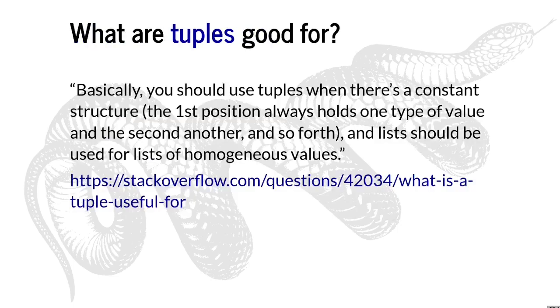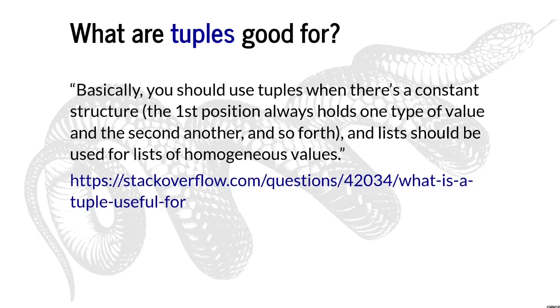In general, what are tuples good for? If you look this up online, I found this nice, very condensed explanation that says basically you should use tuples whenever there's a constant structure. The first position always holds one type of value, the second another, and so forth. And lists should be used for lists of homogeneous values. So just words in a text, that's lists.